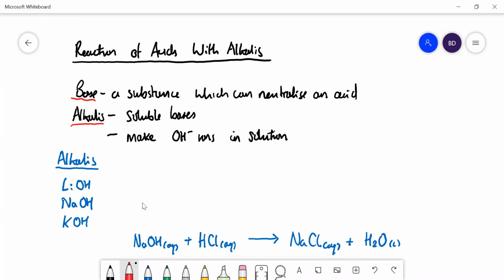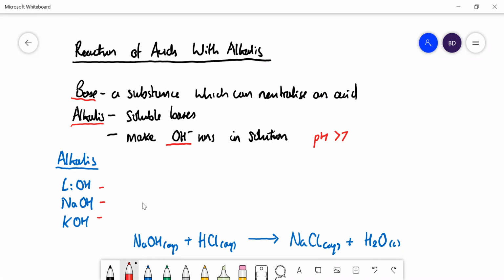And all alkalis make hydroxide ions, OH minus ions, in solution, and that will give a pH of greater than 7. Now, there aren't many alkalis really, and the only ones we need to know about are lithium hydroxide, sodium hydroxide, and potassium hydroxide.